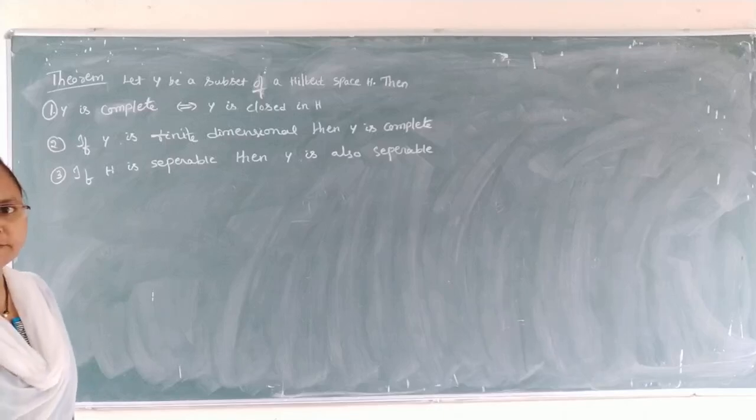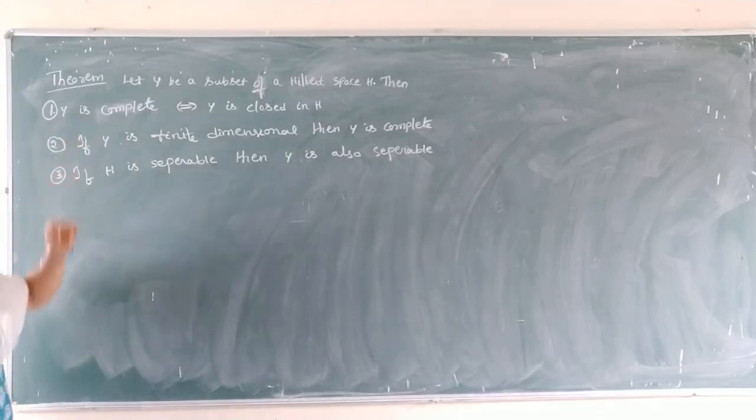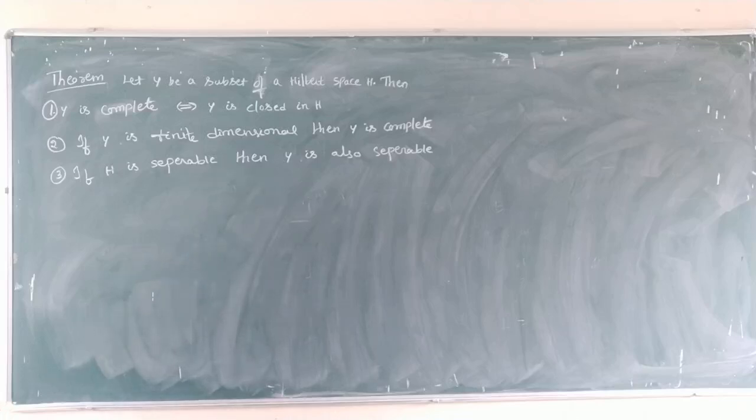See the statement. Our theorem is: let y be a subset of a Hilbert space H. Then we have to show the following. First one, y is complete if and only if y is closed in H. Second one, if y is finite dimensional, then y is complete. Third one, if H is separable, then y is also separable.